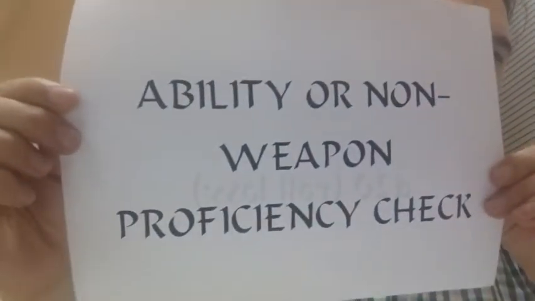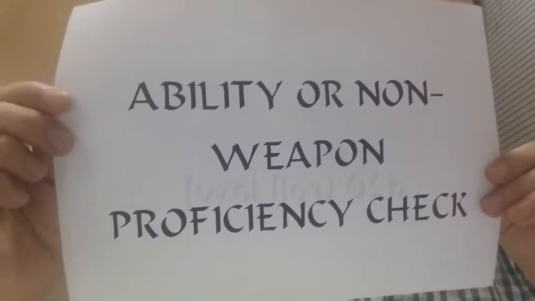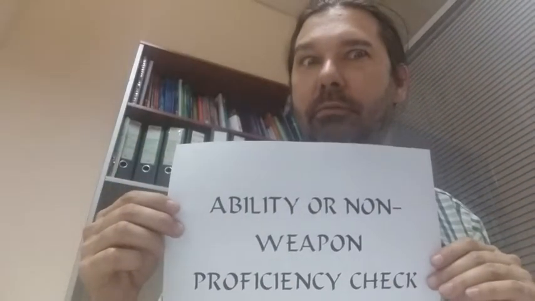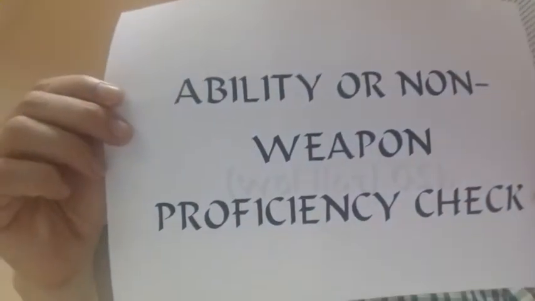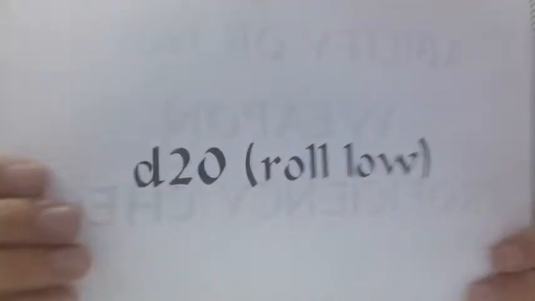Okay, combat's over. You've all survived, congratulations. What if you want to do some other sort of action? You want to leap a chasm, you want to show off your lute playing, or something like that. So you want to use an ability or a non-weapon proficiency. Now this is where things start to get very crazy from a post-3E perspective. You roll a D20 and you roll it low.